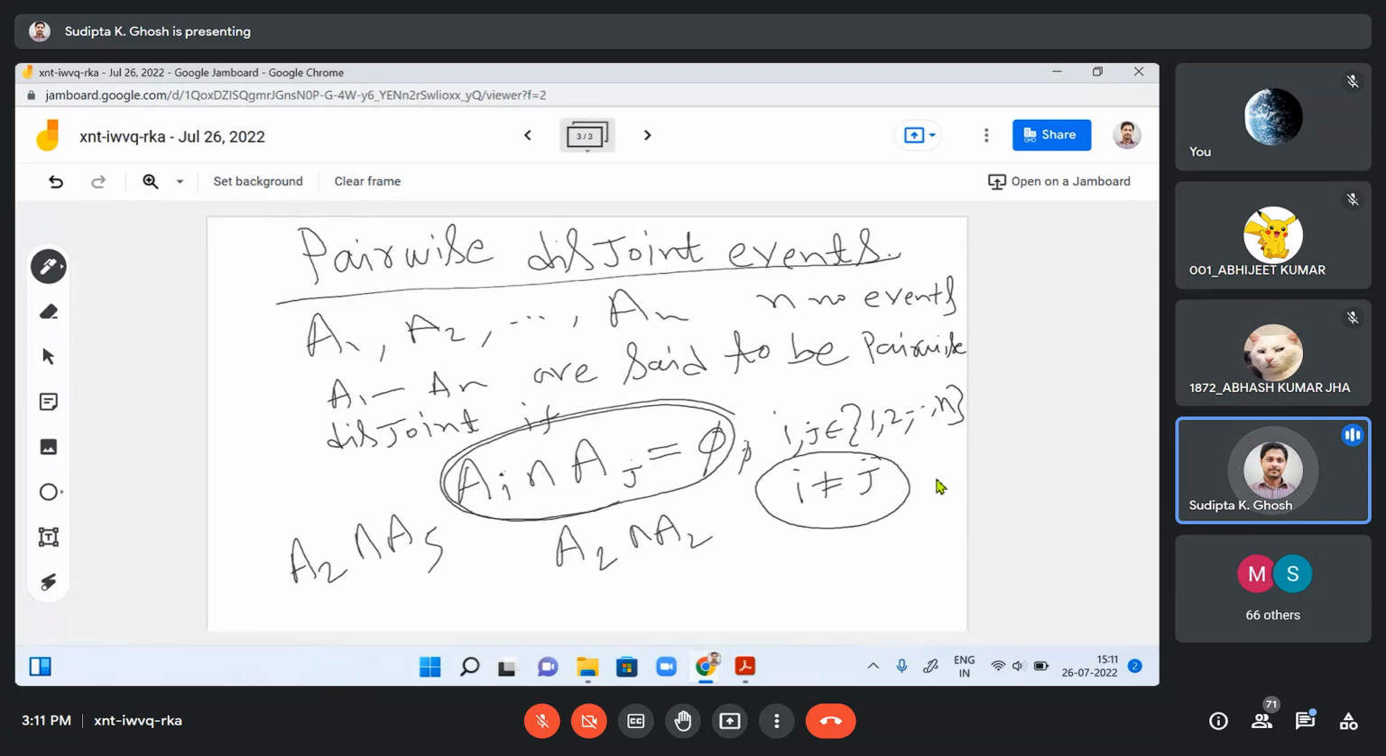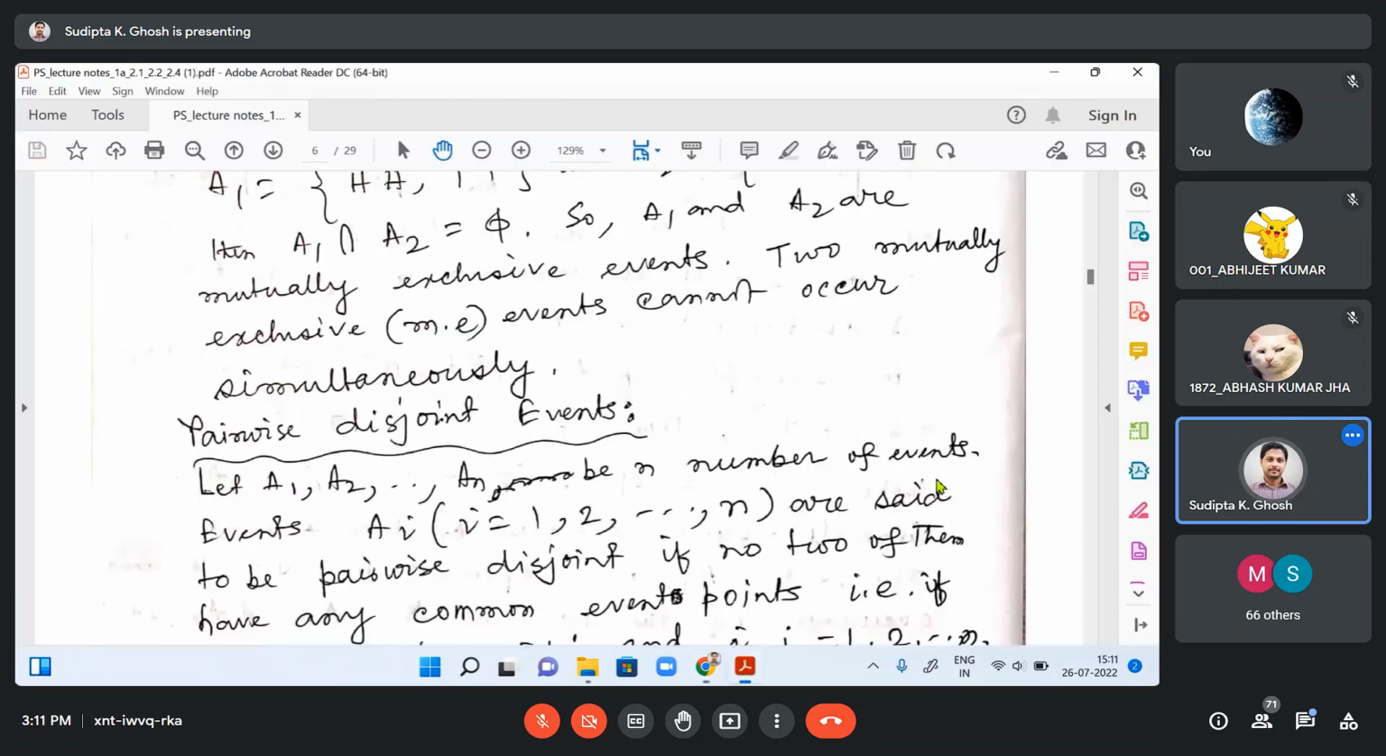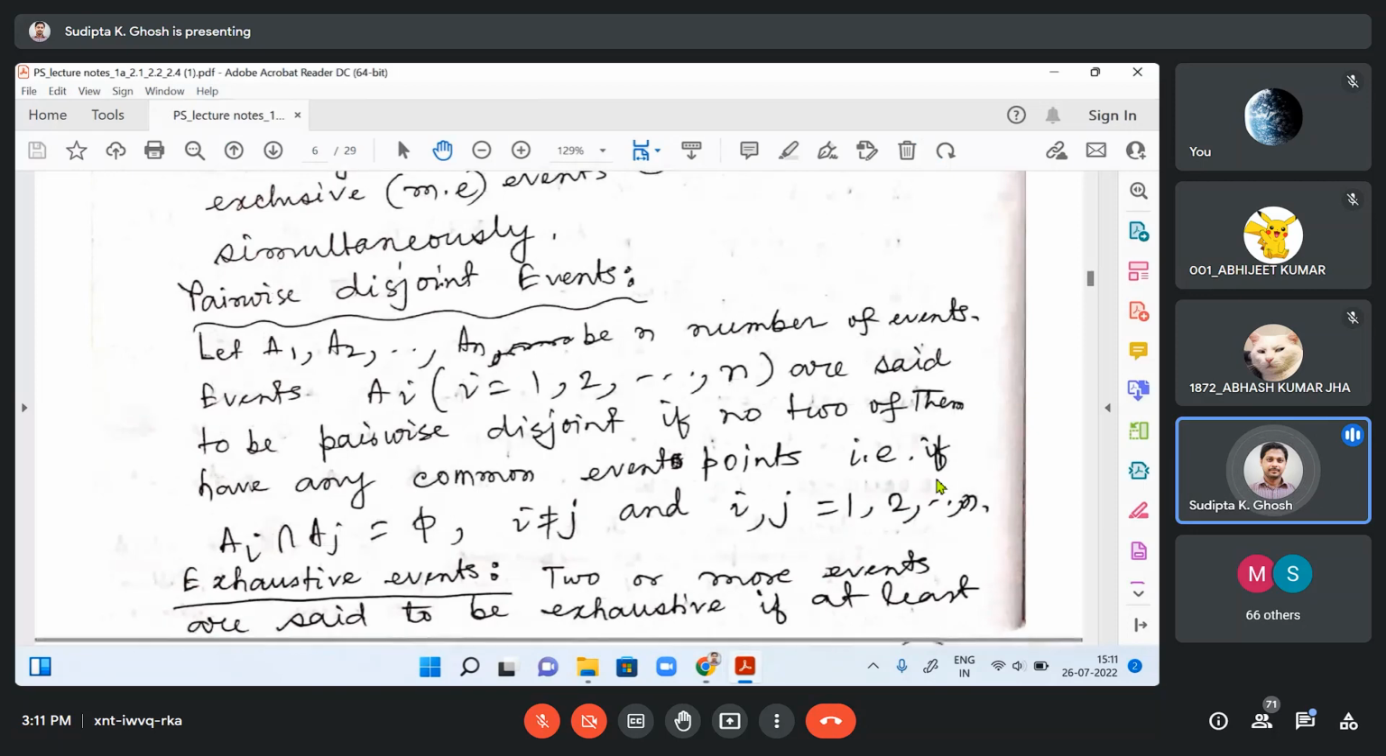Then only you can say it's a pairwise disjoint event. See the definition. Let A1 to AN be n number of events. The Ai are said to be pairwise disjoint if no two events have common event points. That is, Ai intersection Aj is equal to phi for i not equal to j, and i, j belong to 1 to n. So I am giving one example.